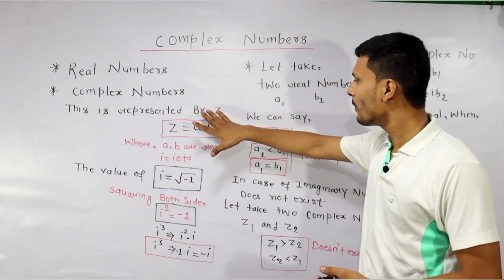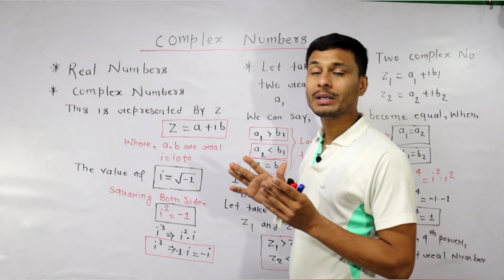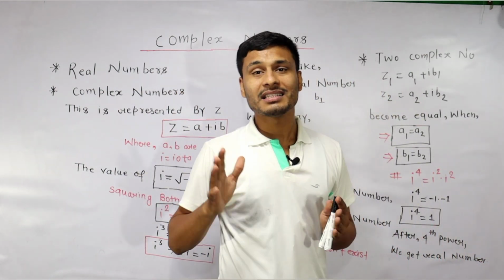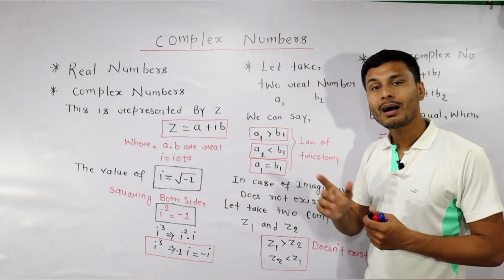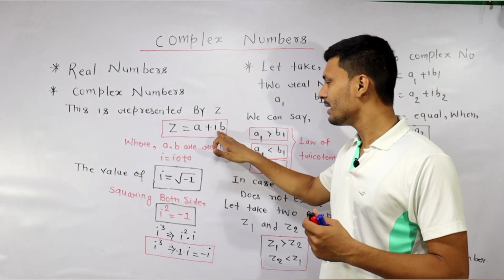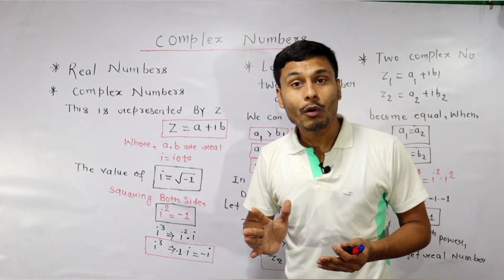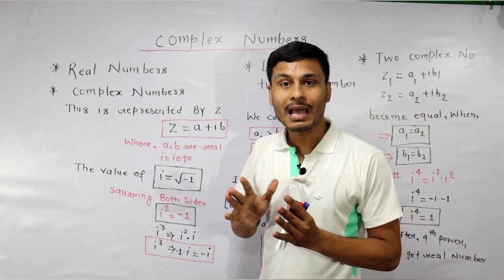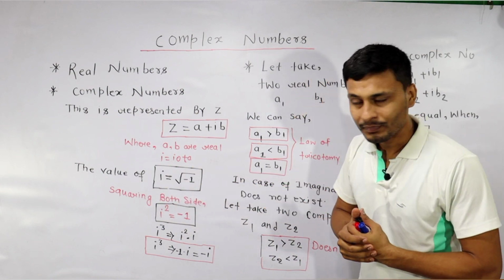That means in the form of Z is equal to A plus iota B. You all have to remember that complex number is represented by Z, that is Z is equal to A plus iota B, where A, B are real numbers and I represents iota. What is iota? The square root of -1 gives iota. Here I is the square root of -1.